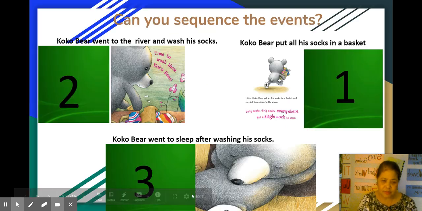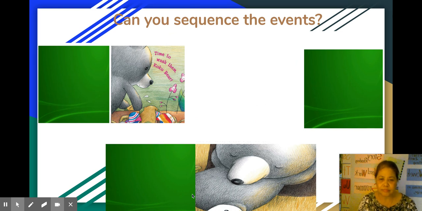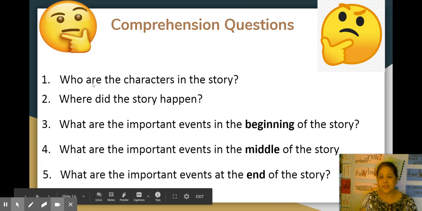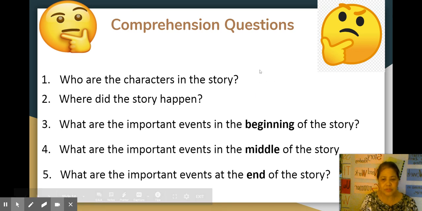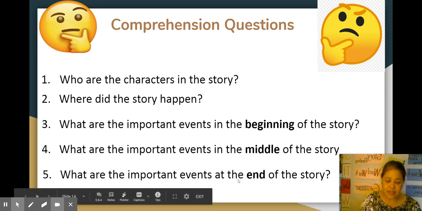Okay, that's the end of our lesson for today, boys and girls. But let me just go back here. Okay, here. Can you remember who the characters in the story are? We have a lot of characters here. Where did the story happen? What do you think? Where is the place that the story took place? And then here, what are the important events in the beginning of the story? How about in the middle and at the end?